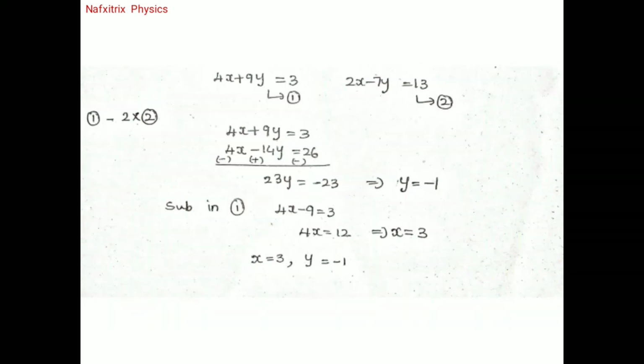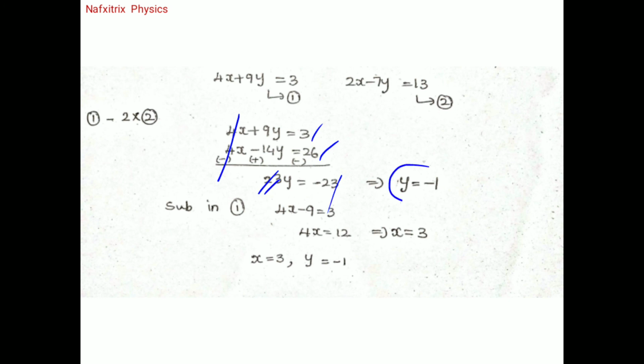Finally, we need to solve these equations 1 and 2. Here 4x is there, and here also if we want 4x, we need to multiply this equation with 2 and subtract. So equation 1 minus 2 into equation 2. 2 into 2x is 4x, and 2 into minus 7y is minus 14y, and 2 into 13 is 26. Now we just need to subtract. So 4x minus 4x, and 9y plus 14y is nothing but 23y. And here 3 minus 26 is minus 23. So 23y equals minus 23, and you get y equal to minus 1.